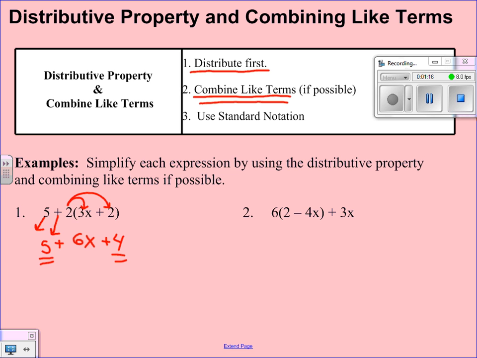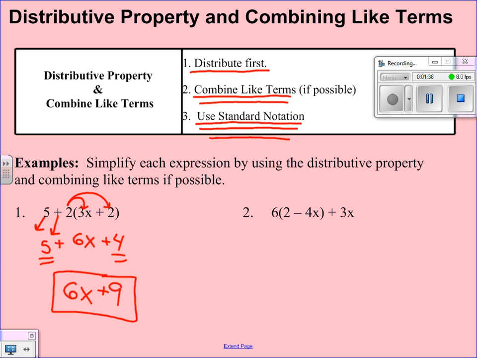Now the third step is just the way that you're going to write your answer. When we use standard notation, remember we start with the variable first. So when I write the final answer, 6x goes first. Then I combine the 5 and the 4 to make a plus 9. With longer problems, draw a little box or a circle around your answer because it's easier to find.